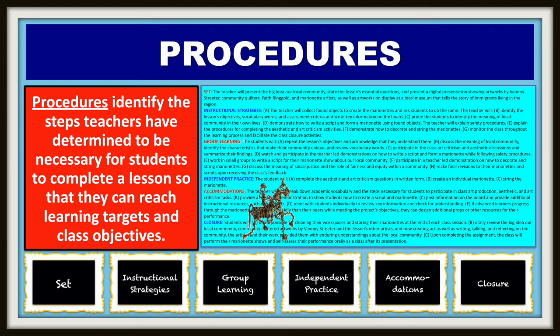Procedures have different components. One is the set, how we begin a lesson. Instructional strategies mean what we're doing as teachers to teach the lesson. Group learning includes the tasks students will do together. Independent practice discusses what students will do individually. We understand that all children are unique and therefore make accommodations to our lessons so that students can reach learning targets. Closure identifies how we will conclude our lessons.